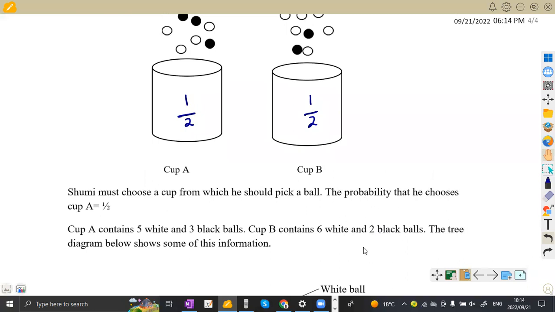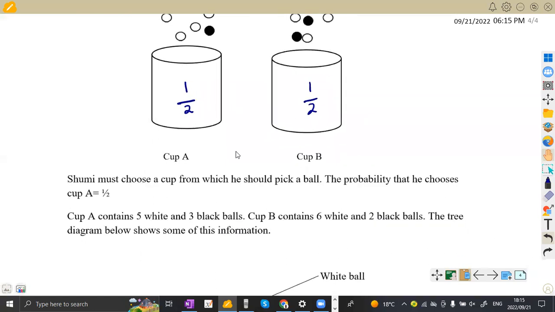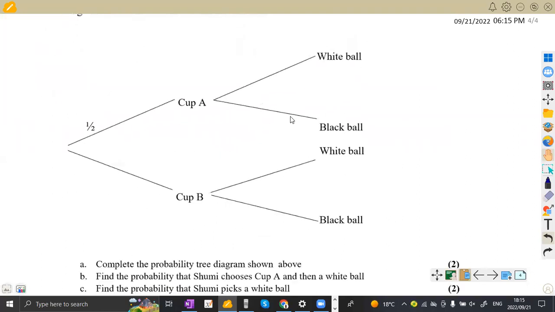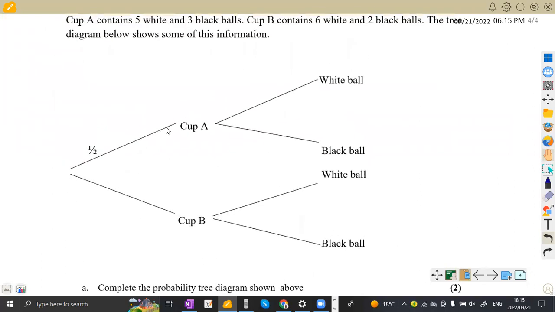All right, then the question now: the tree diagram below shows some of this information, which means it's not everything that is given. It's just some of the information. All right, let us see our information. From the information, we have cup A with a half, cup B with the other half.